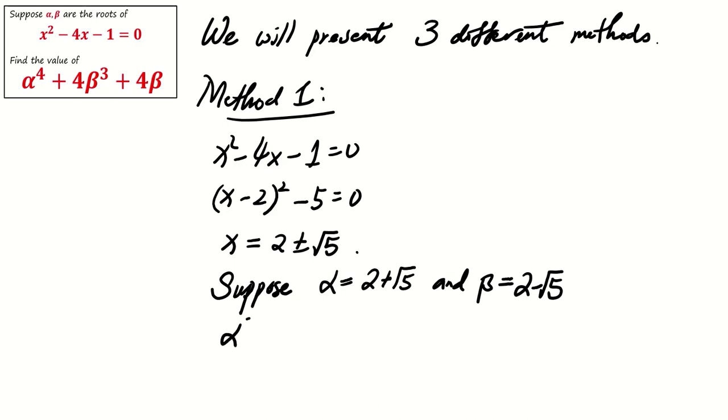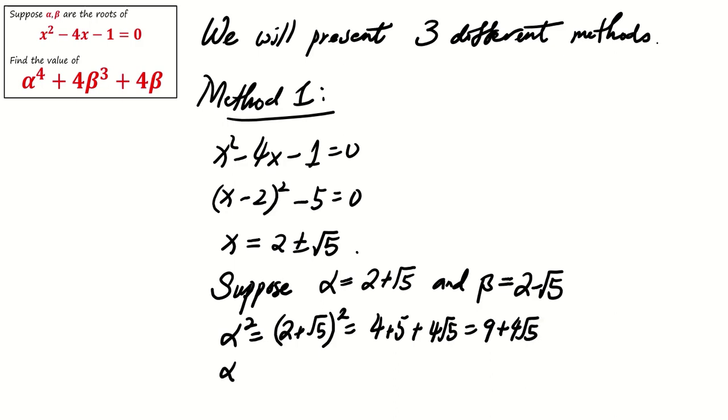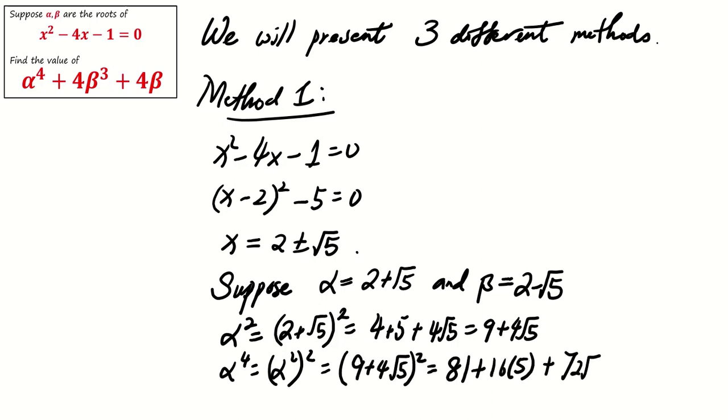So using this assumption, alpha squared equals (2 plus square root of 5) squared, which equals 4 plus 5 plus 4 square root of 5, which equals 9 plus 4 square root of 5. For alpha to the power of 4, it is the square of alpha squared. (9 plus 4 square root of 5) squared, direct calculation will give us 161 plus 72 square root of 5.